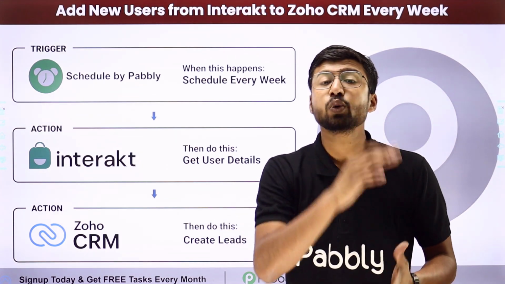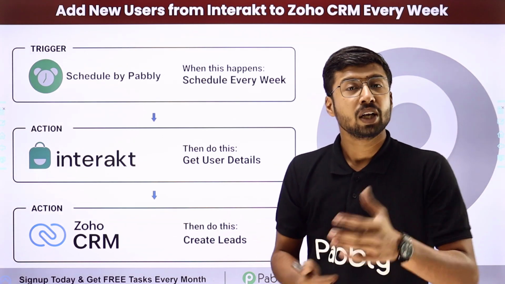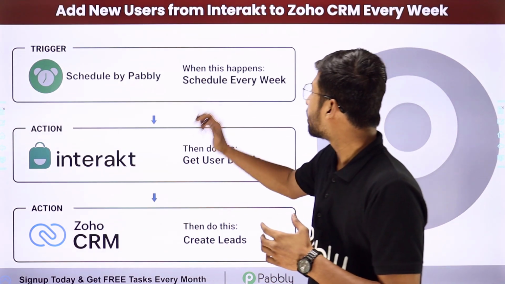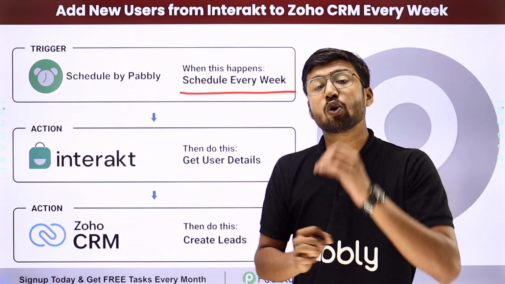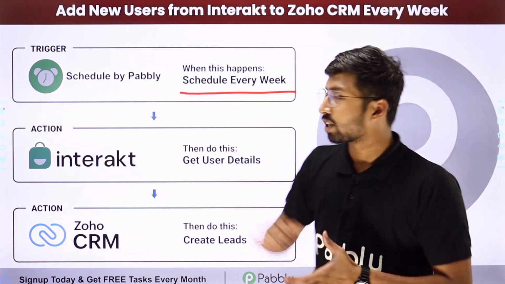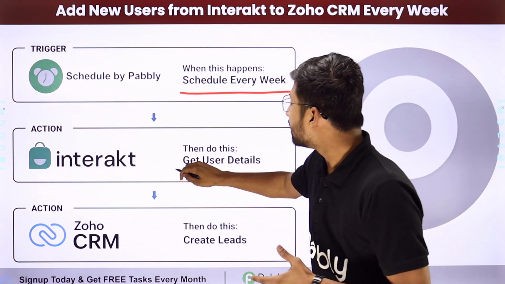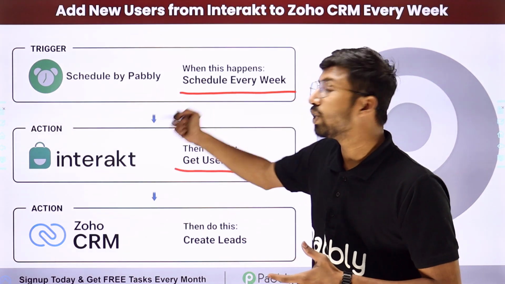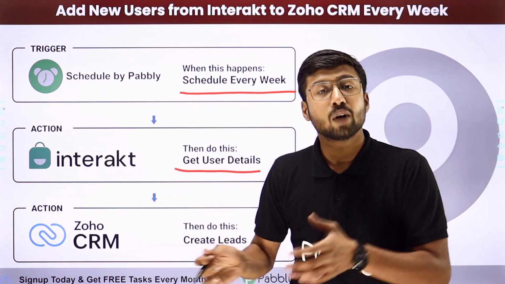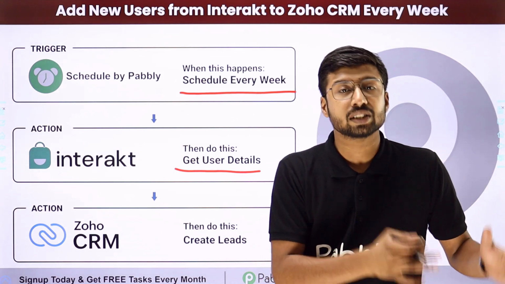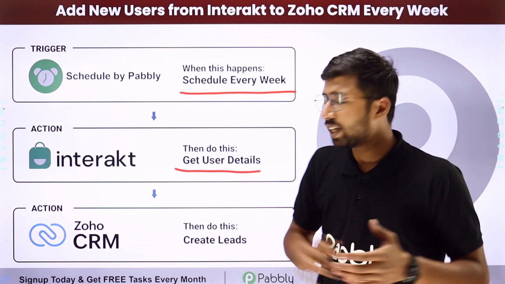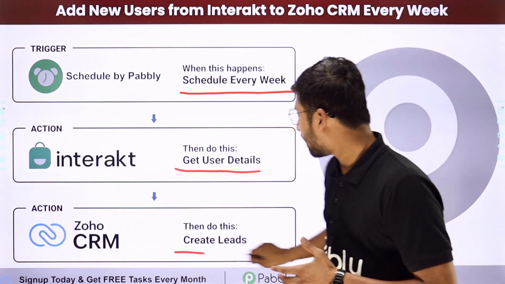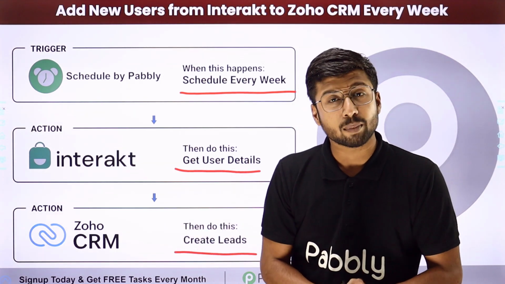So let me tell you, you can actually automate this process. In this automation, first we are going to schedule this automation to be executed every week. So once every week, this automation workflow will trigger, it will start. Then after that, it will get the details of all the new users added in our Interakt account in the last week, in the last 7 days. And after getting the details of the new users from the last 7 days, we are going to add those users as leads in our Zoho CRM account.